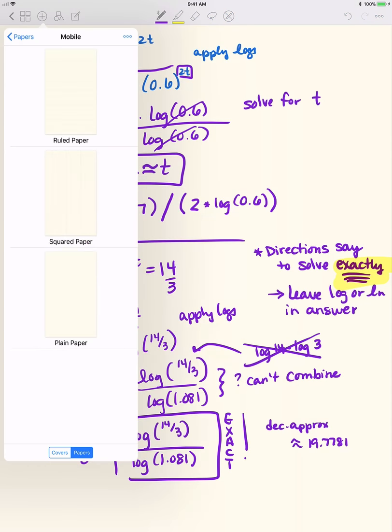Okay, let's do another one. Okay, how about solve exactly? Again, the rest of these will be solve exactly. 84 times 0.74 to the t power equals 38. So it's another exponential decay function. We need to get the 84 away, like divided away, because it's being multiplied. So that's where we'll start with this one. We'll divide both sides by 84, and you're left with 0.74 to the t power equals 38 over 84.